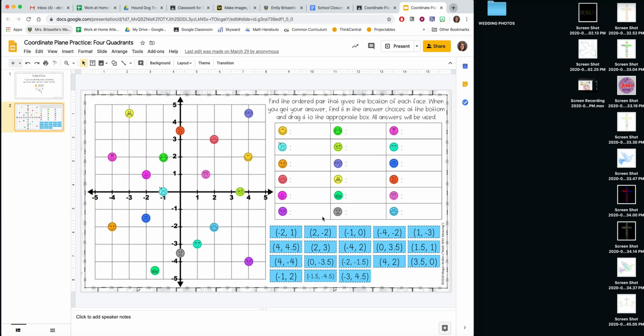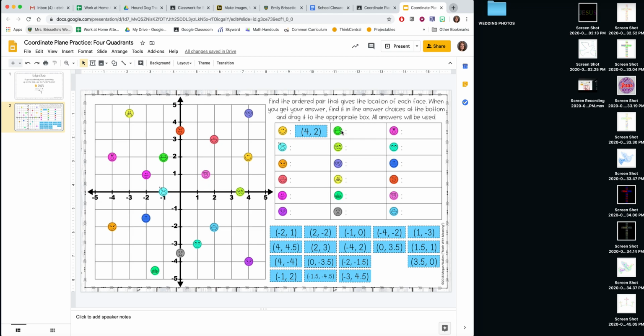Now I have to find where positive 4 and positive 2 are on the coordinate plane. Here we go. So let's put this guy next to our smiley emoji. And then you guys will be able to fill in the rest.